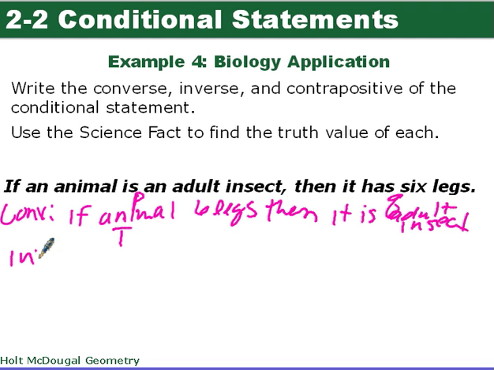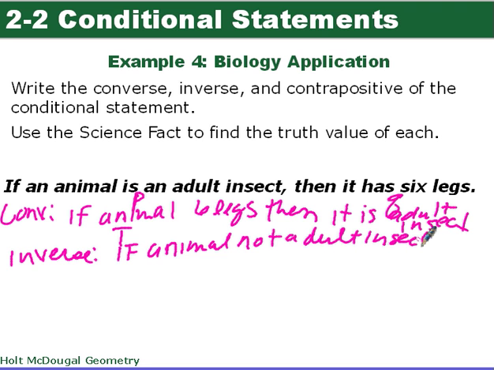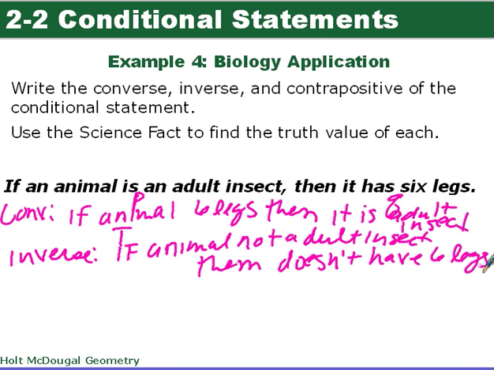Okay, inverse, we're going to negate the original statement. So if an animal is not an adult insect, then it doesn't have 6 legs. It's a lot of writing. I have terrible handwriting. Okay, anyway. So if an animal's not an adult insect, it doesn't have 6 legs. That also seems to be true.